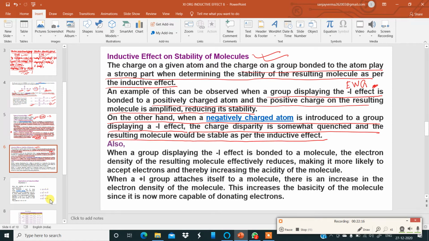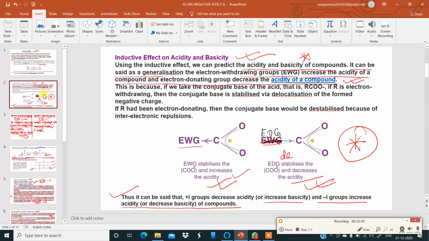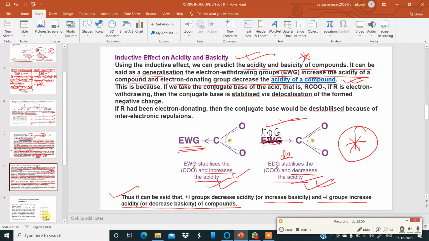Also, when a group displaying the minus I effect is bonded to a molecule, the electron density of the resulting molecule effectively reduces, making it more likely to accept electrons and thereby increasing the acidity of the molecule. So I was talking that time only about the stability of molecules because of electron withdrawing or electron donating groups. I already discussed this in the beginning by taking the example over here. Electron withdrawing groups increase what? Acidity. Electron donating groups decrease the acidity. So this you must keep in mind properly.